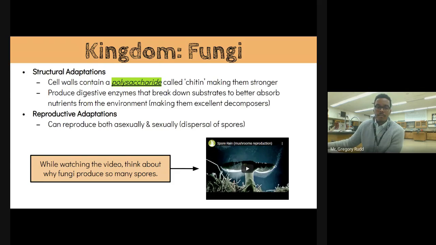As for reproductive adaptations, fungi are able to reproduce both asexually and sexually through the dispersal of spores.